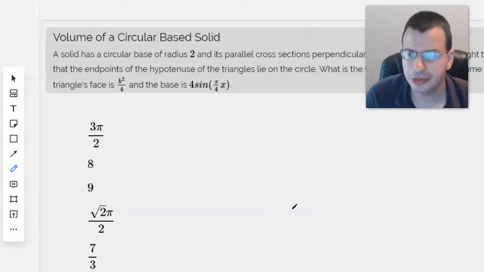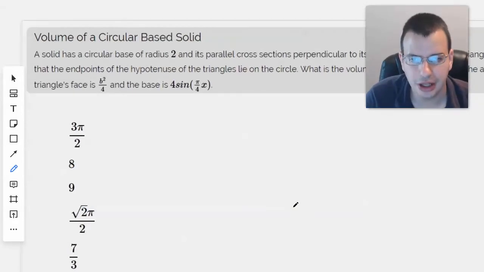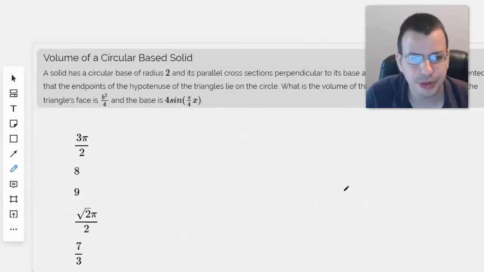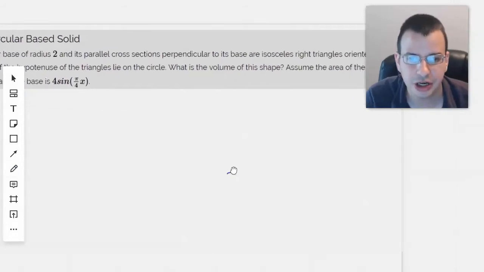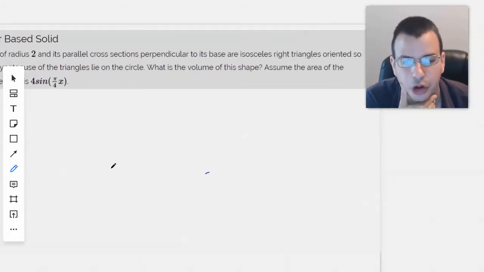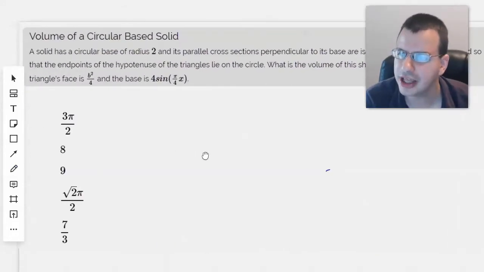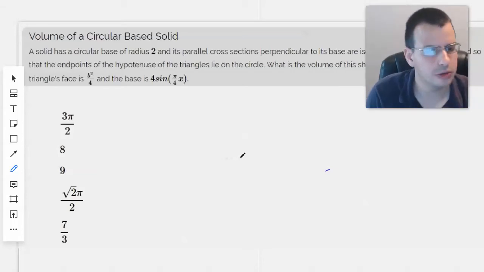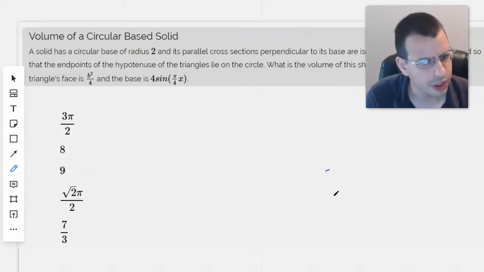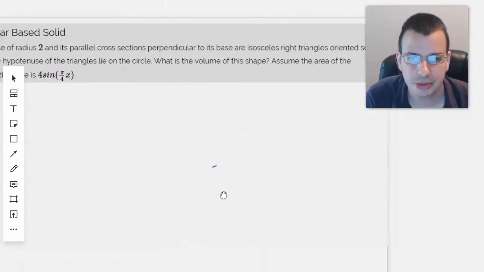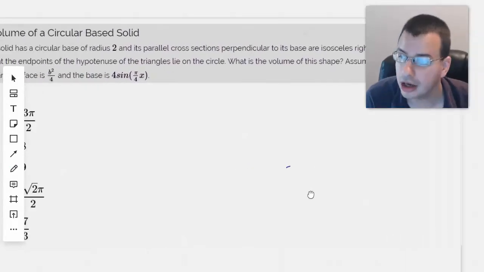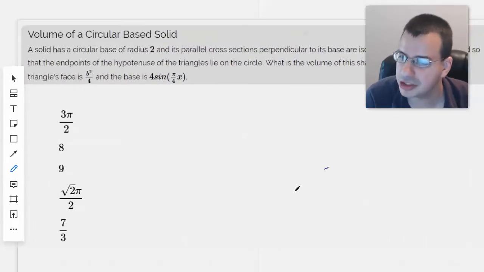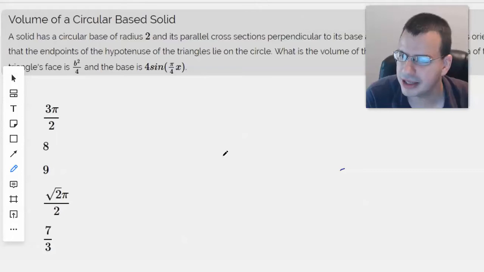A solid has a circular base of radius 2, and its parallel cross sections perpendicular to its base are isosceles right triangles oriented so the endpoints of the hypotenuse of the triangles lie on the circle. What is the volume of the shape? Assume the area of the triangle face is b squared over 4, and the base is 4 sine of pi over 4 x.